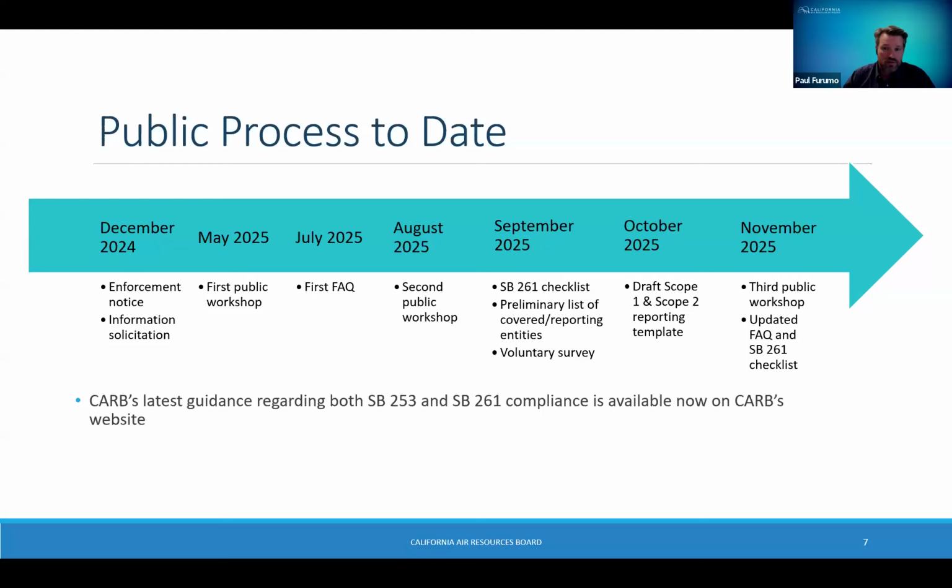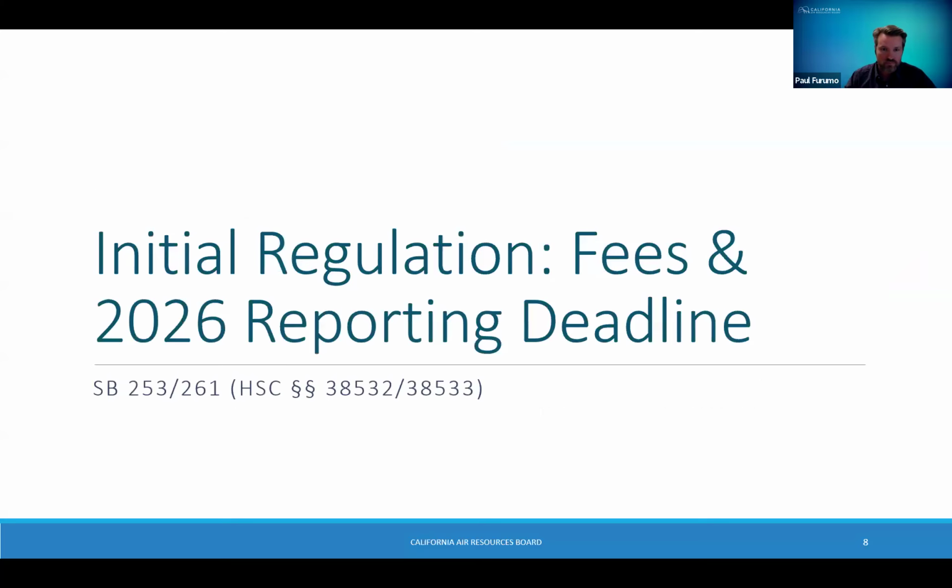CARB has also released a series of public resources to guide stakeholders, including an SB 261 checklist, a preliminary list of regulated entities to help inform the number of entities that would be subject to the fee, along with a survey to collect feedback, and a draft Scope 1 and 2 reporting template. Staff have taken written feedback on these materials for consideration in the initial regulatory package that staff plans to propose to the board in Q1 of 2026.